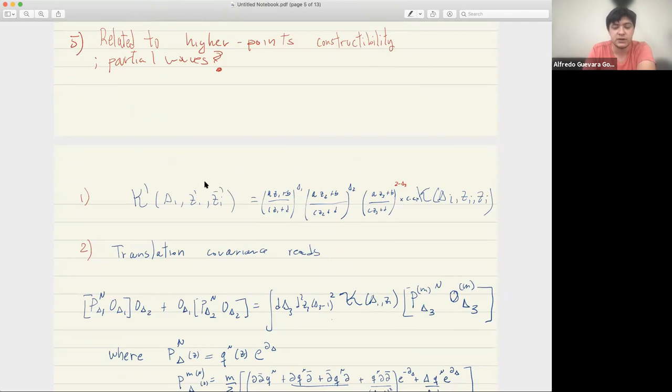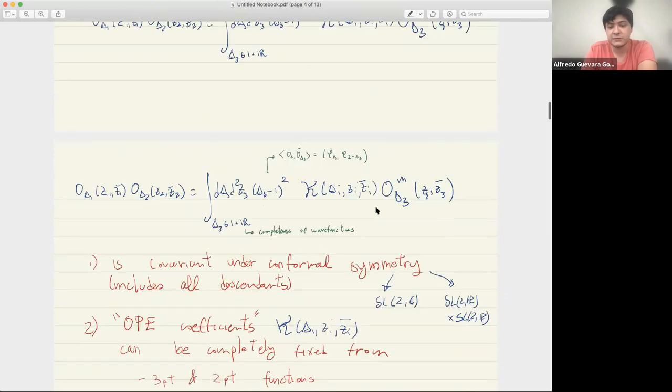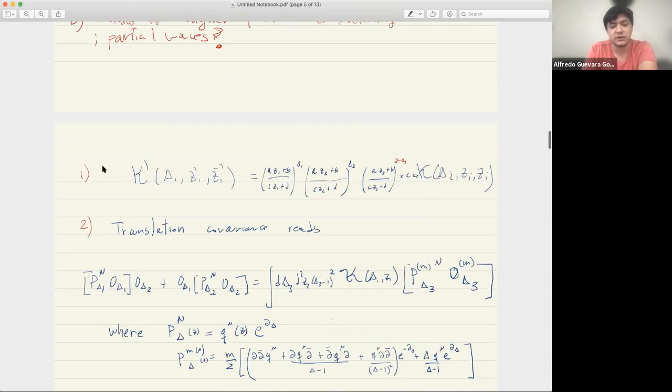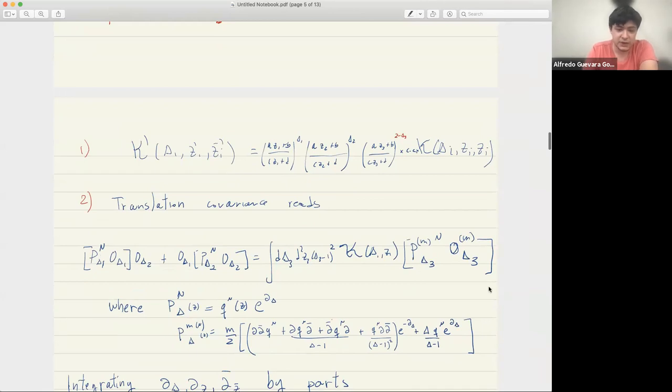SL2C or SL2R covariance is basically this statement. Let's say you transform both sides of this equation under the conformal group, you find that the structure constants or the coefficients transform this way. The more interesting non-trivial fact is the translation covariance. So if you act with a translation generator on both sides, you get this equation.